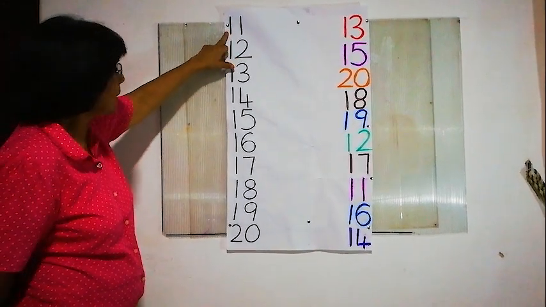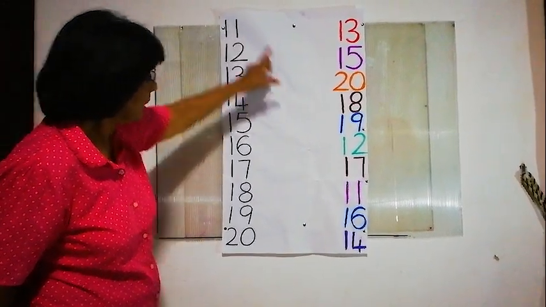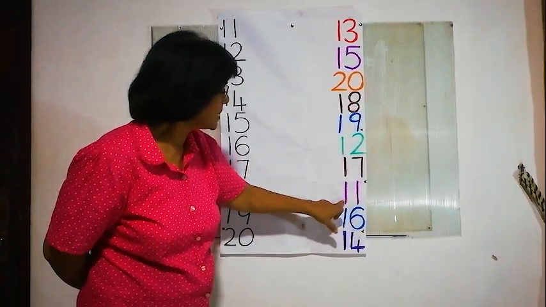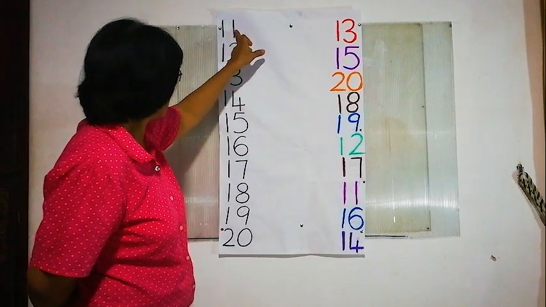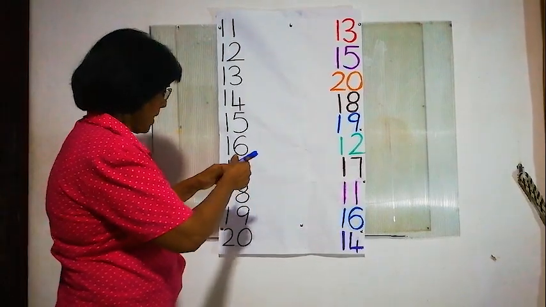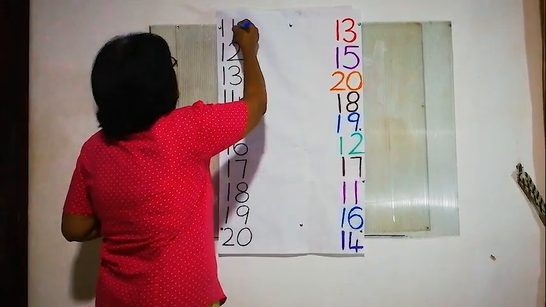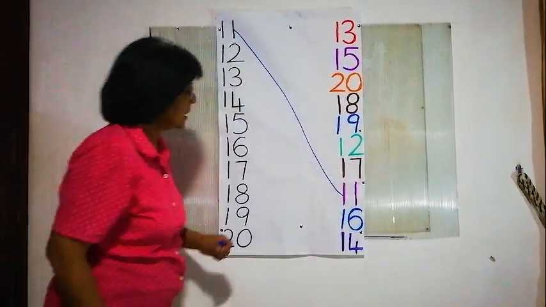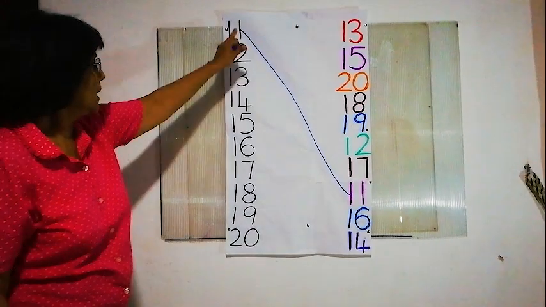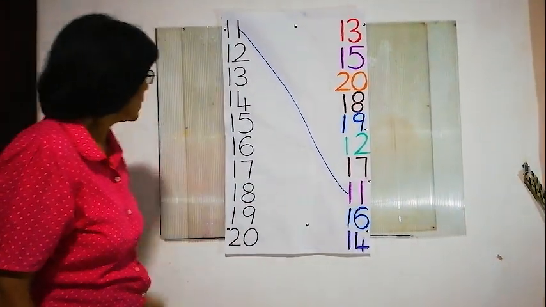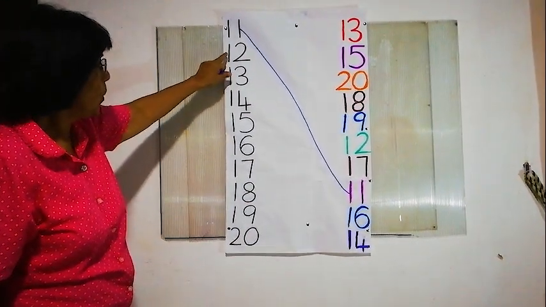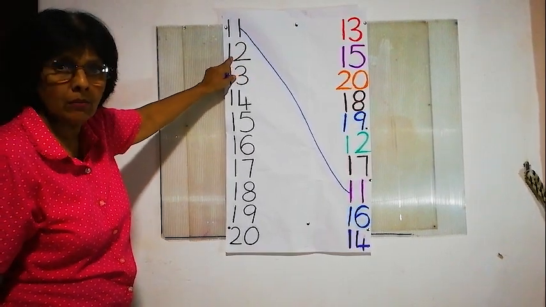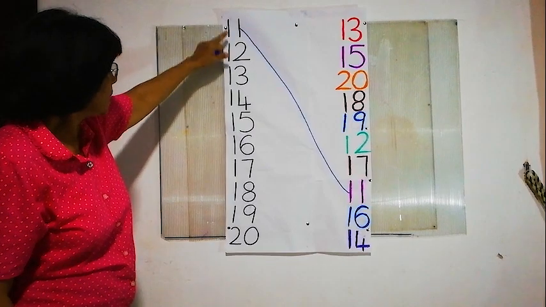Now we are going to the next one here. 1 and 1. This number is 11. 11 and 11. It matches the number 11 and 11. Is this correct? Yes, 11 and 11. What is the next number? 1, 2, 12.